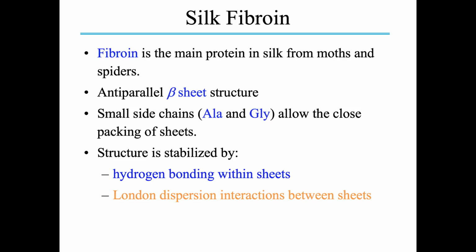So silk fibroin is the last structural or fibrous molecule that we're going to talk about. It's the main protein in silk from moths and spiders. It is composed of an antiparallel beta sheet structure. There are very small side chains of alanine and glycine that allow these sheets to closely pack, and this structure is stabilized by hydrogen bonding within sheets and then London dispersion interactions that occur between sheets.